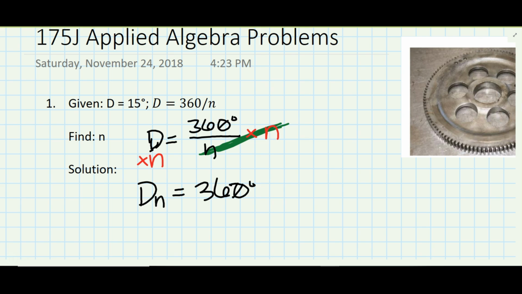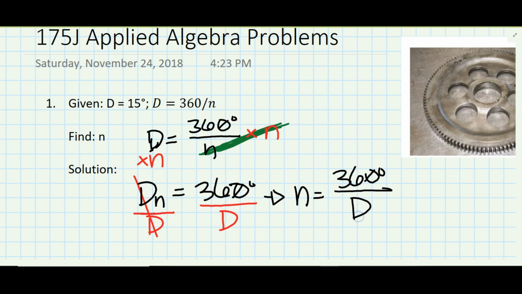Then to get n by itself, we divide by d. So these d's are going to cancel out, and then we divide by d on the right side. Keep doing the same thing to both sides of the equation so the equation stays true. And here we end up with n equals 360 degrees divided by d.